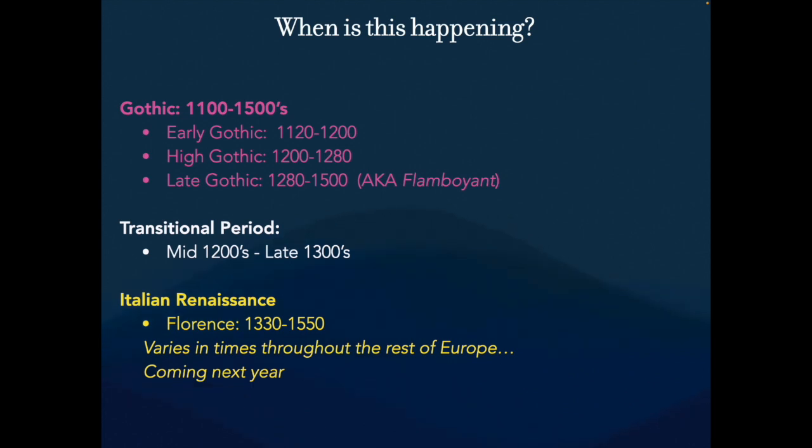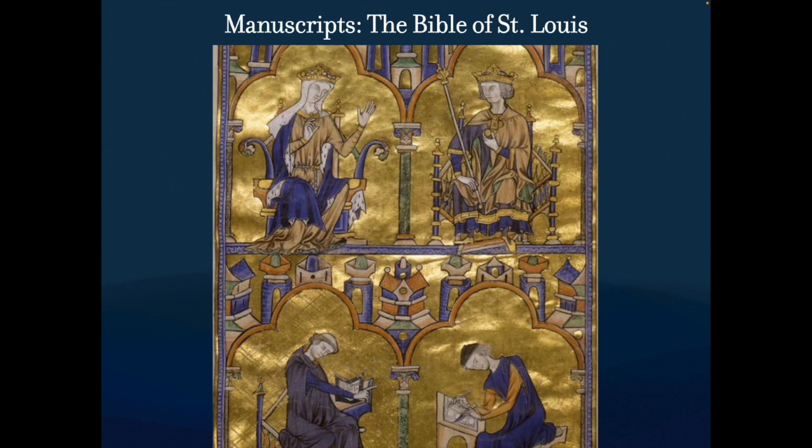Okay, so this is roughly what we're talking about, this transitional period here. During the Gothic period, we haven't talked much about two-dimensional art. We've been looking at a lot of architecture and some sculpture. But I wanted to bring up manuscripts. The reason we haven't talked about them much is because there's not a lot of artistic development in manuscript artistry. This is one example.